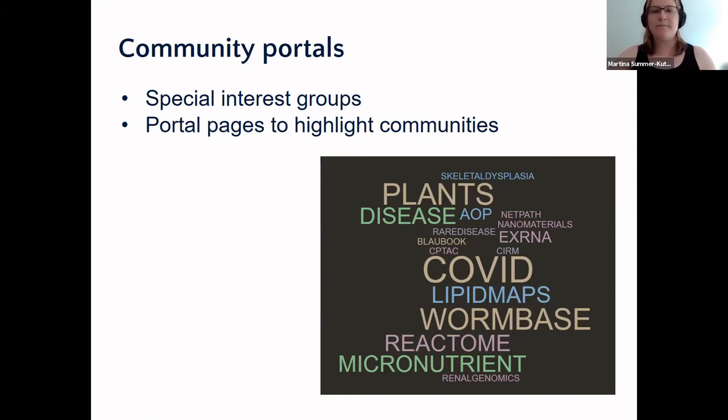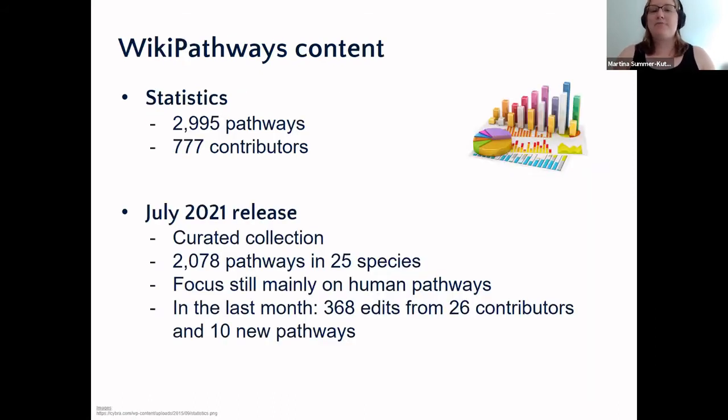Currently, we have nearly 3,000 pathways from over 700 contributors. And just as an example, only 2,078 pathways are included in this curated collection. So there's still nearly 900 pathways that are under development or hypothetical or still need work. The focus in WikiPathways is still on human pathways, but we have homology converters available if needed. And in the last months, as an example, there were 368 edits from 26 different contributors and 10 new pathways were added. So the content is steadily increasing.